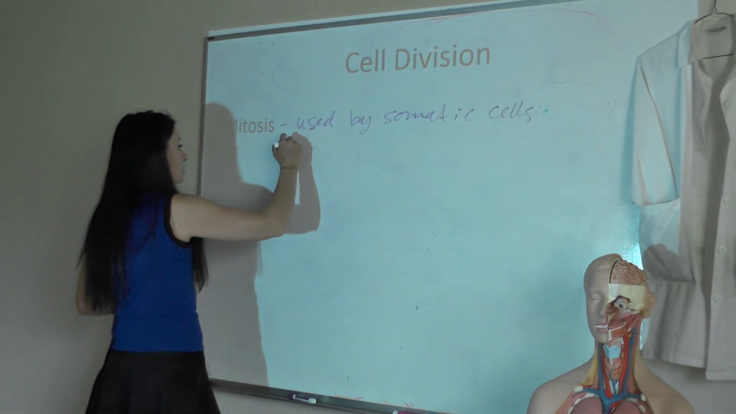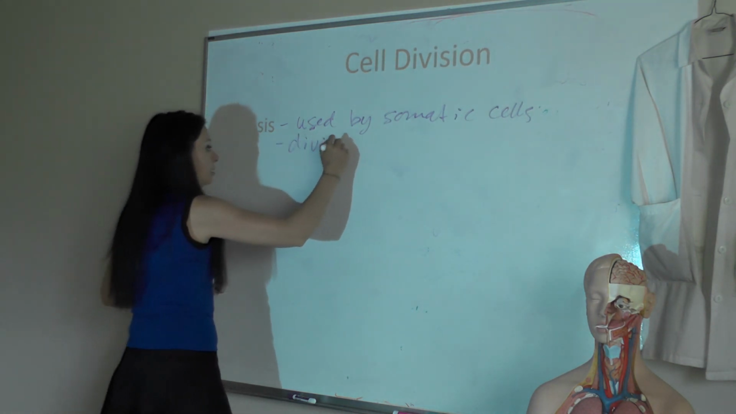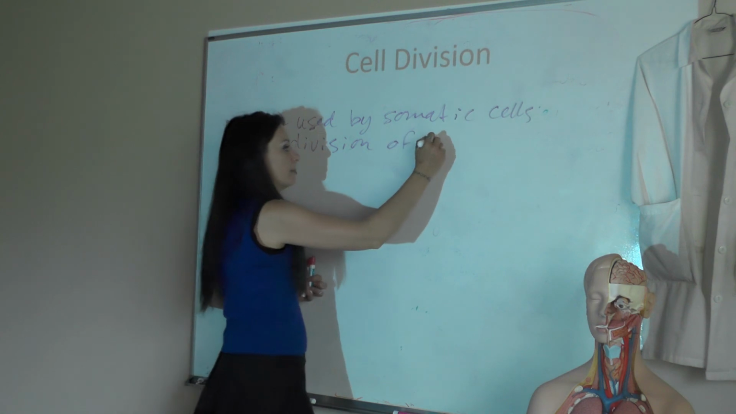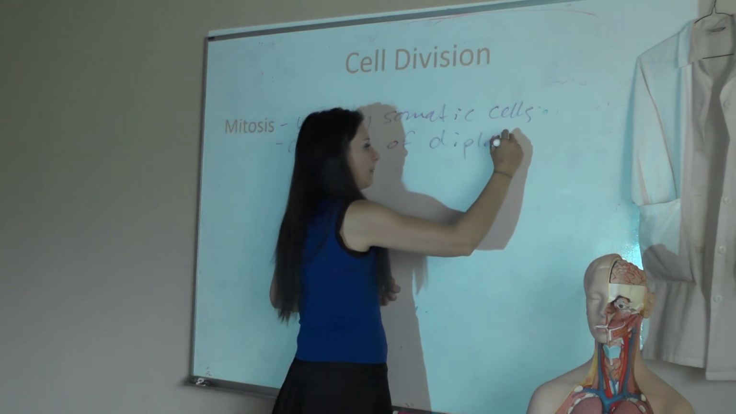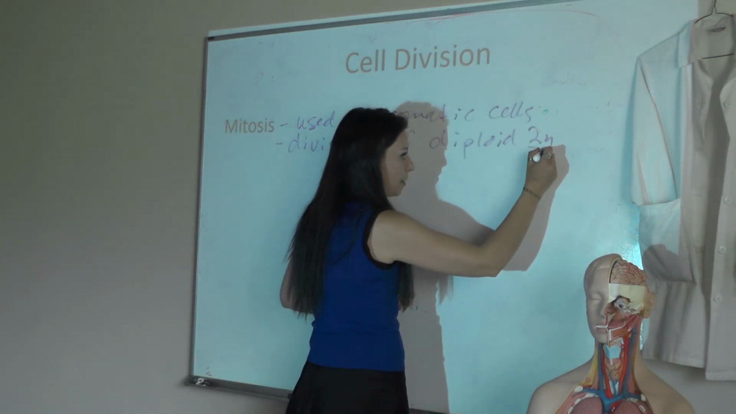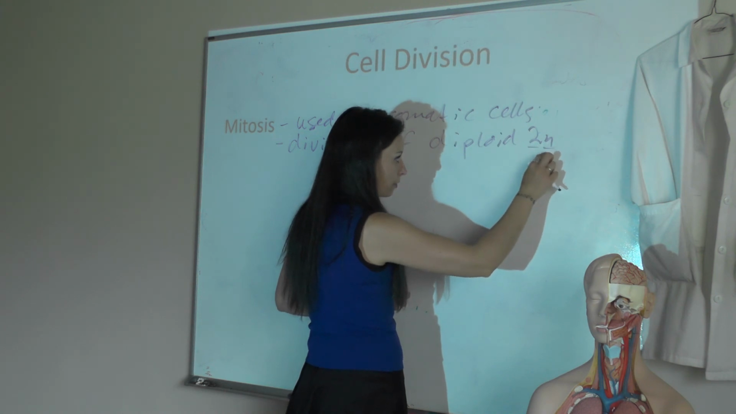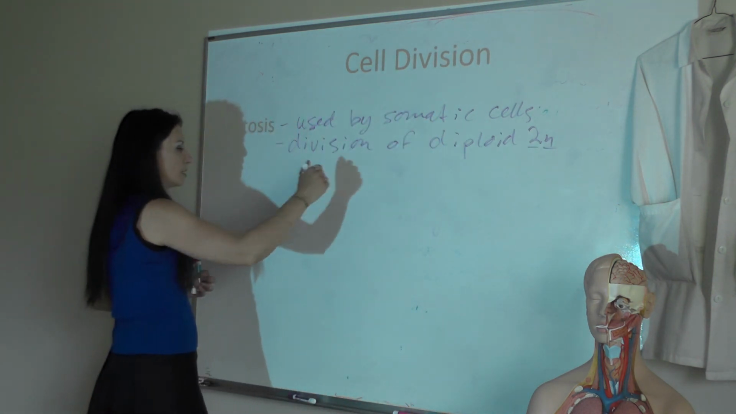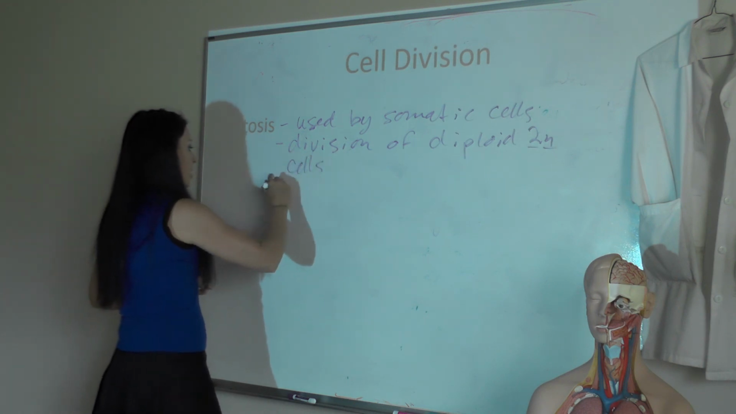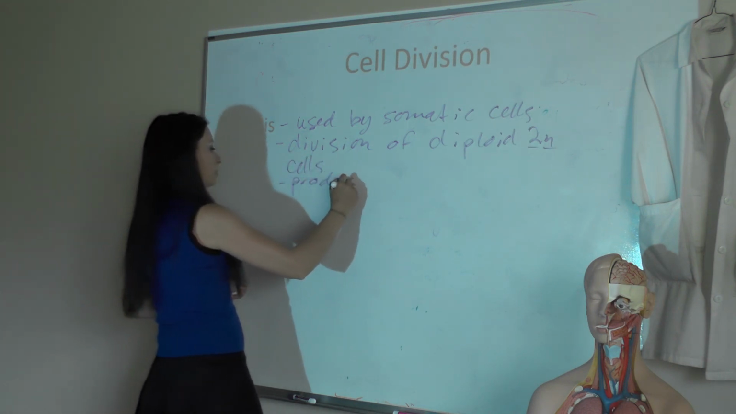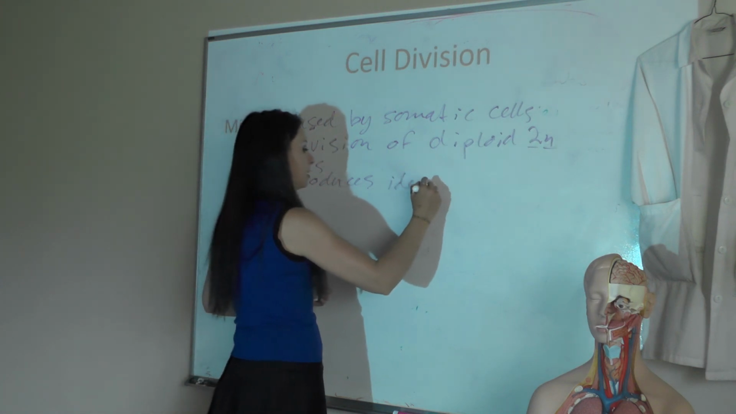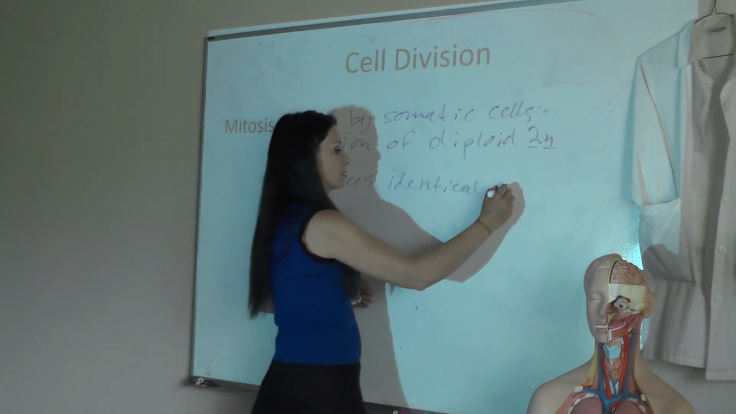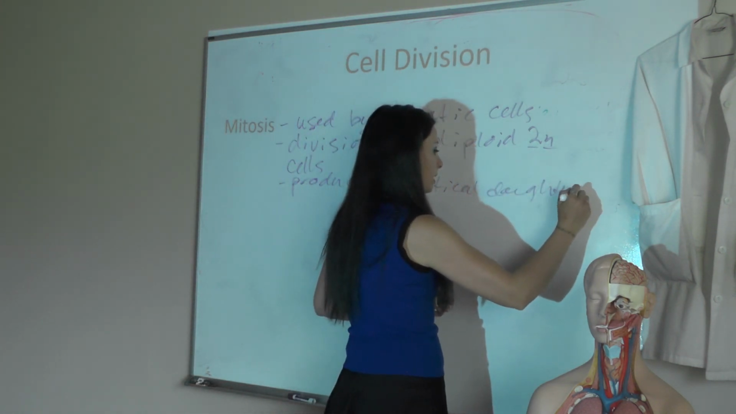And this is the division of diploid, meaning that they've got two copies of the total number of chromosomes, one copy from the mom, one copy from the dad. So it's a division of our diploid cells, and it produces identical daughter cells, ideally that are identical to each other and identical to the parent.